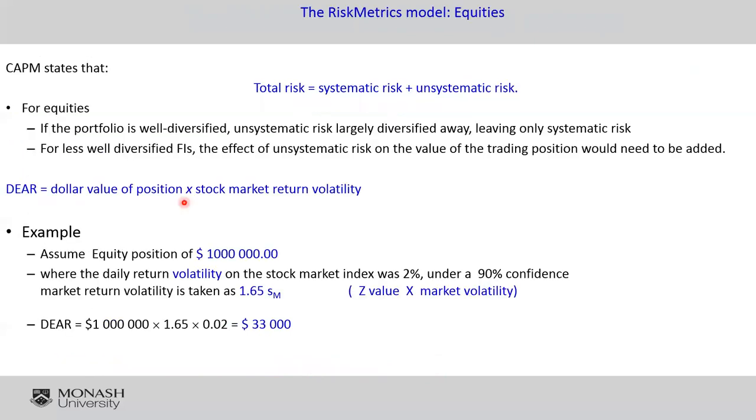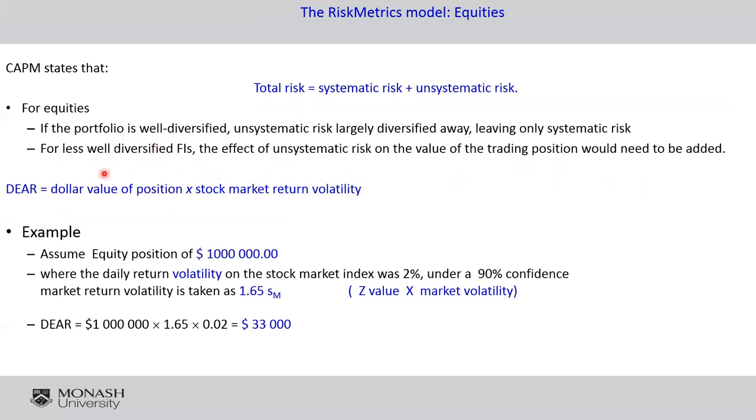Same thing now when we come to the equities, it's the same thing. However, in the equities, if you look at one of the pricing models called CAPM, CAPM says the total risk is systematic risk and unsystematic risk. Now, if the portfolio is well diversified, I can get rid of the unsystematic risk, but the systematic risk will continue to be there. So for less well diversified portfolios, the effect of unsystematic risk on the value of the trading position would need to be added.